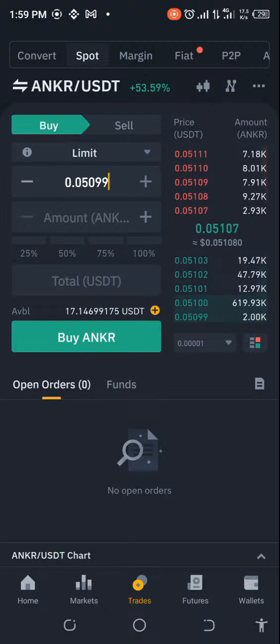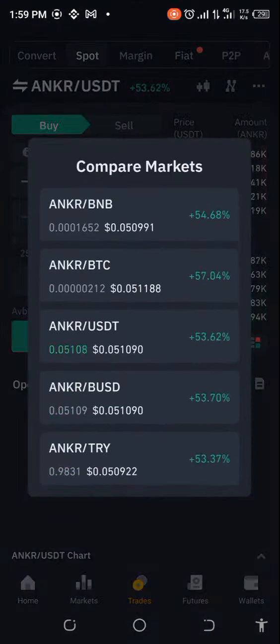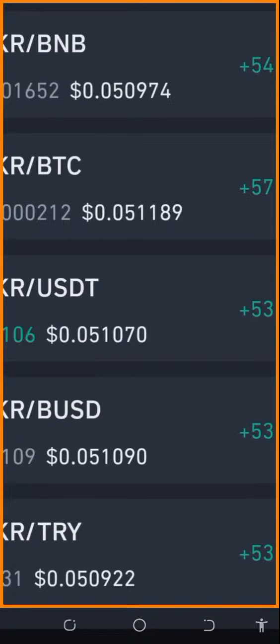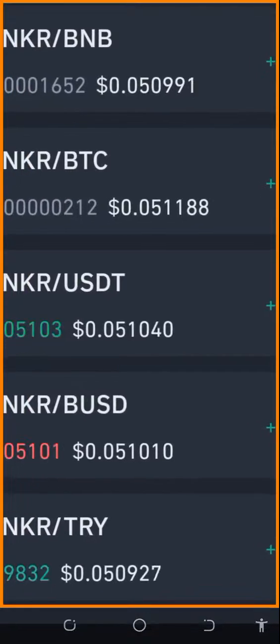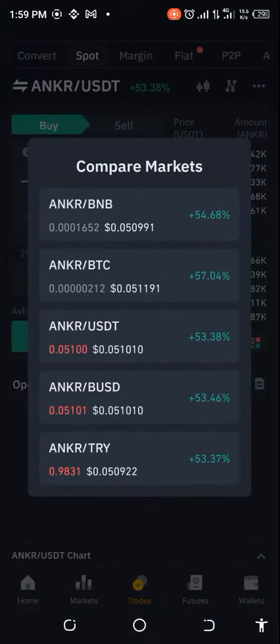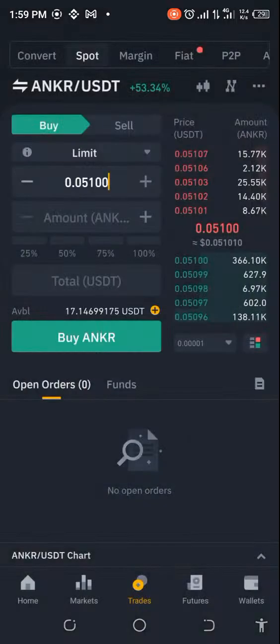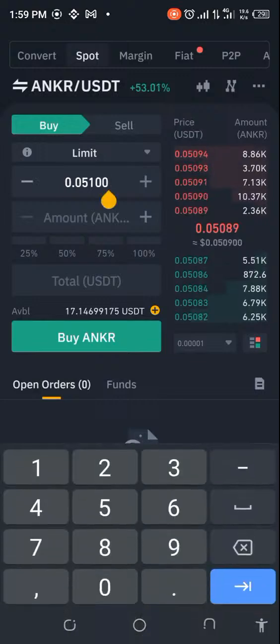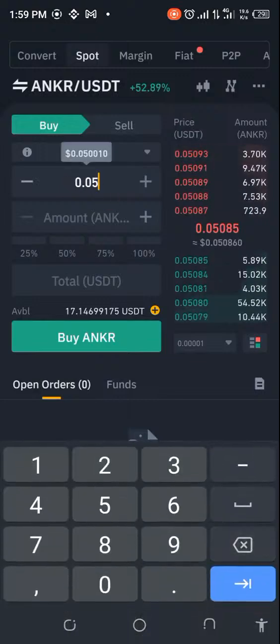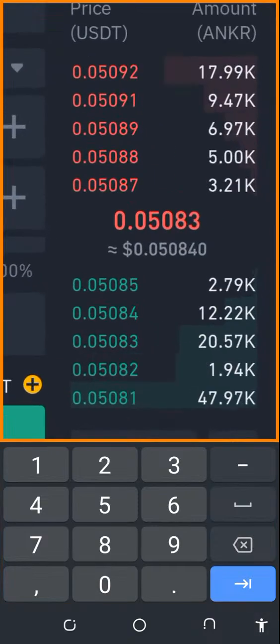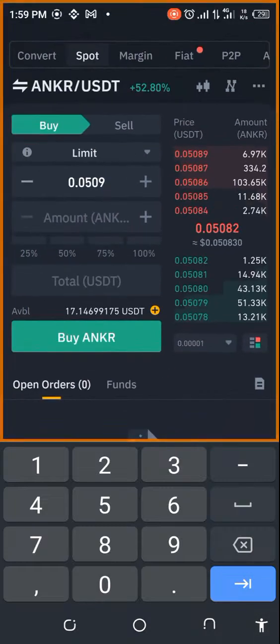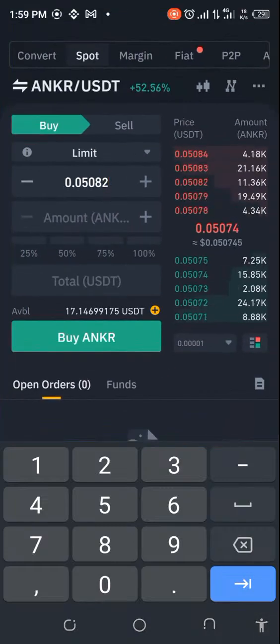Okay, so let me go back and check that everything works well. I can see that it's actually 0510, 0511. Okay, let's make it get back to 0509. It will definitely get back there in a bit, or I can actually make it get back there. So let me change this to fit what I want. 0509. What's the current market price? It's 0508. As you can see, it's already back to that.